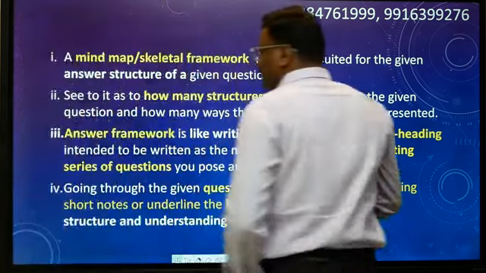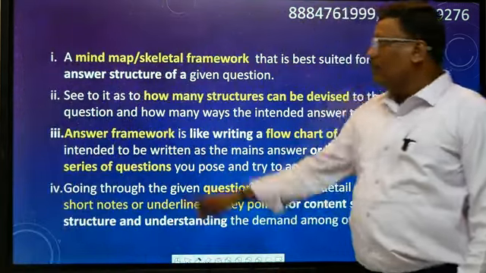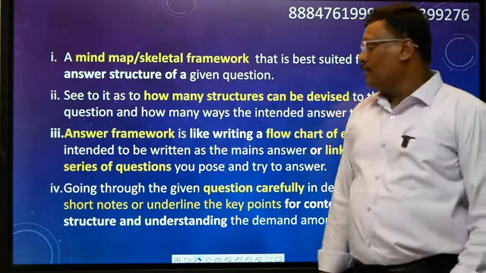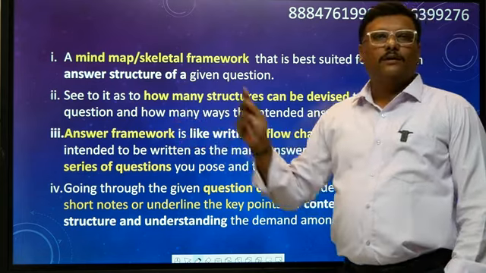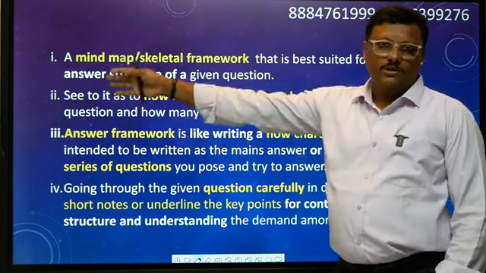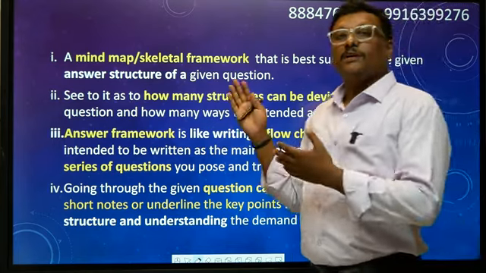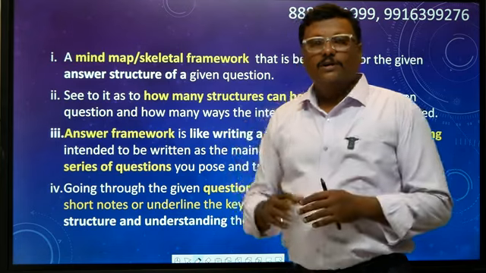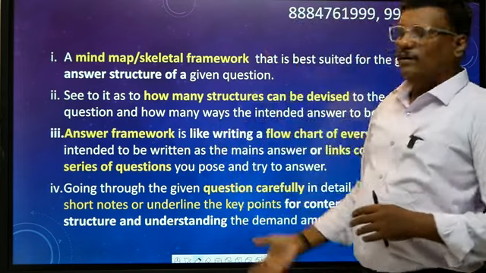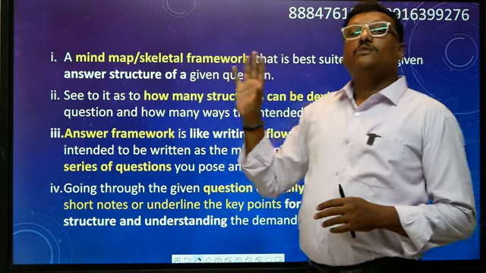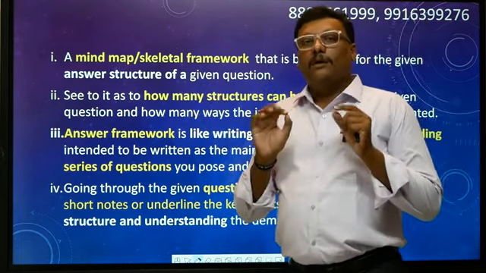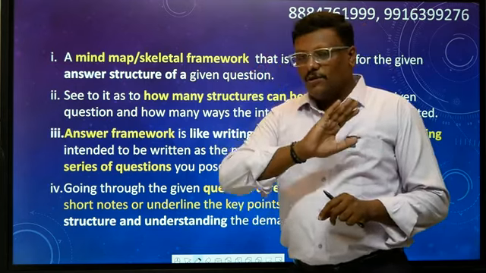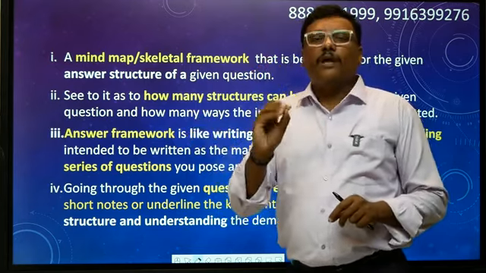Coming back, right? So now you devise a skeletal structure, a framework that is best suited for the given answer, right? As we have discussed in the introduction, there are 3 to 4 ways of introducing your answer, and you decide which is the most appropriate. In the same way, there is a structure also. You can come up with different sorts of structure. You devise which is the most appropriate structure, which completely addresses the demand of the question. You should be within the confines of the question demand, and you should not deviate anywhere. This is the primary thing.